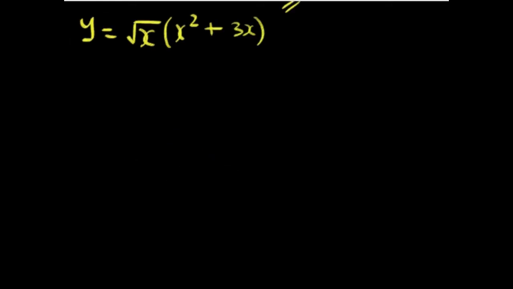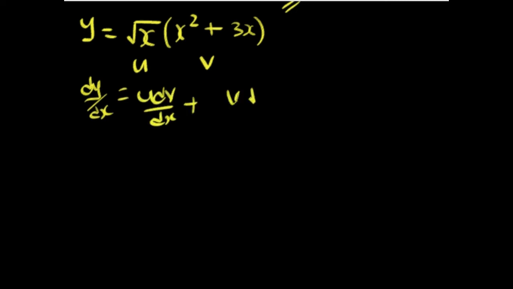Here's a very interesting question now, and in this question you have root x into x squared plus 3x. So this would be your u and this would be your v. If you have any idea on how to solve this question at all, pause the video and solve it and leave your answer in the comment section. So our formula says dy over dx equals u dv over dx plus v du over dx. Therefore our u is the root of x, and this would be in the form x raised to power 1 over 2.